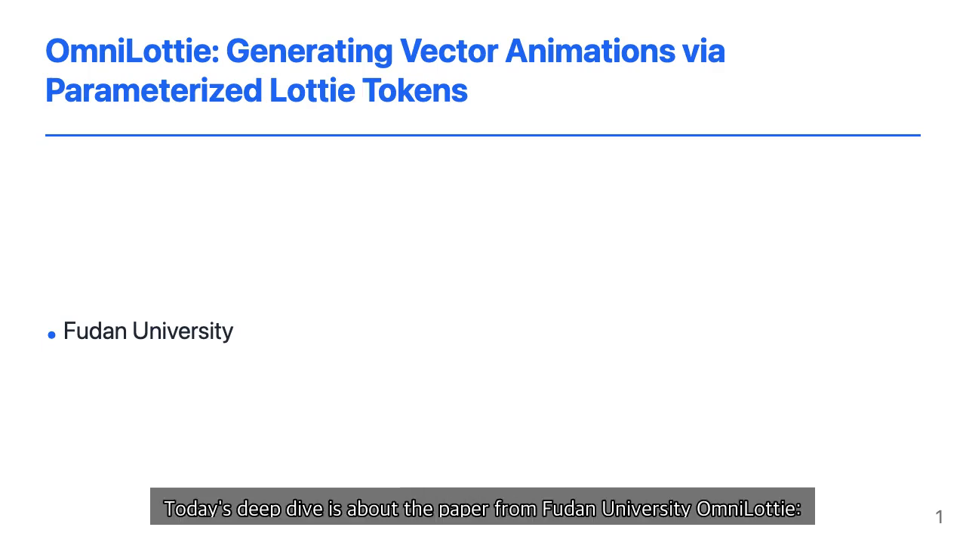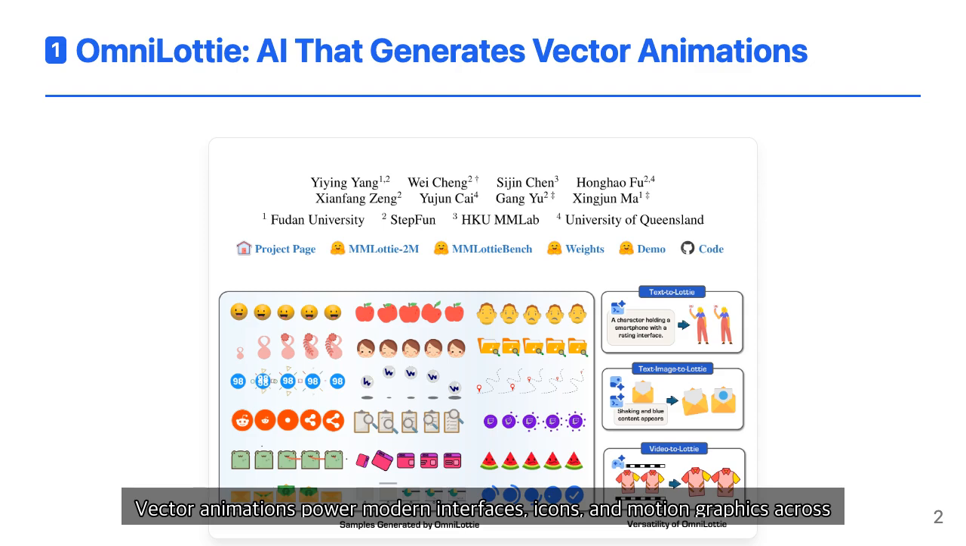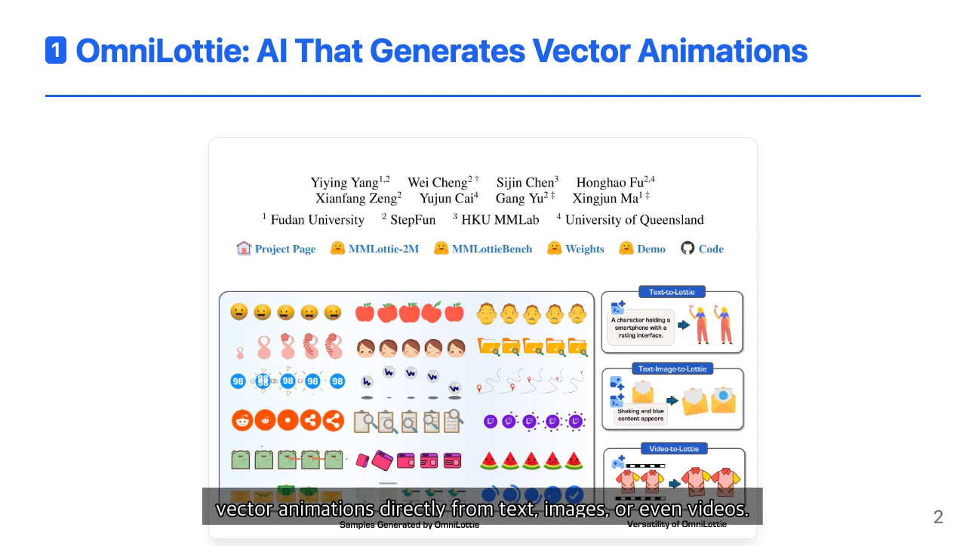Today's deep dive is about the paper from Fudan University, OmniLottie: generating vector animations via parameterized Lottie tokens. Vector animations power modern interfaces, icons, and motion graphics across apps and websites. This paper introduces OmniLottie, a model that can generate fully editable vector animations directly from text, images, or even videos. Instead of producing raster videos, it outputs Lottie files, lightweight animation formats widely used in design pipelines.